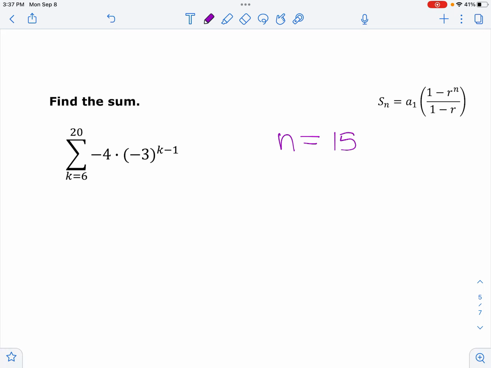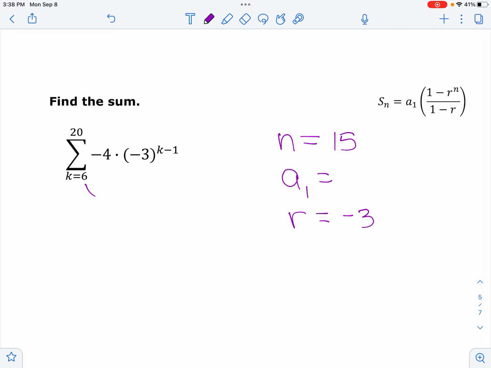Okay. My first term, I don't know yet. I'm going to have to figure that out. And then my multiplier, r, that's right here. Okay, so negative 3. Now let's proceed to find a sub 1.